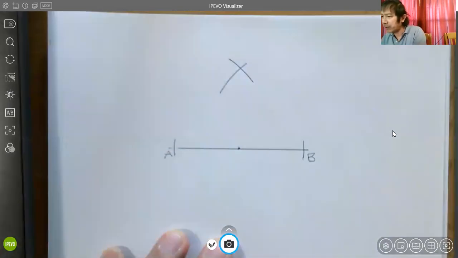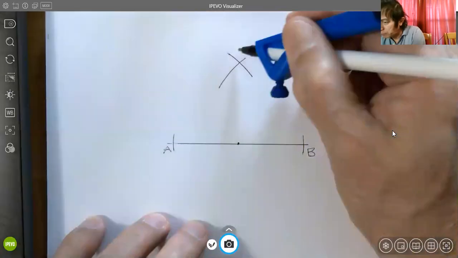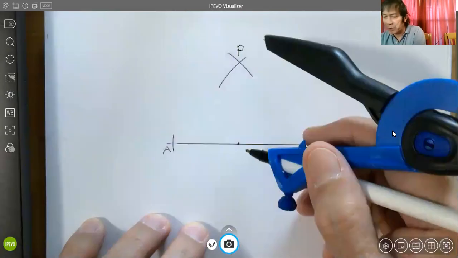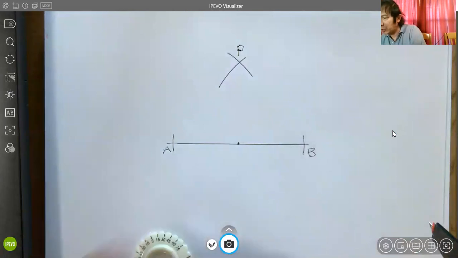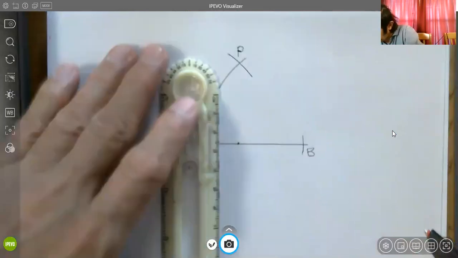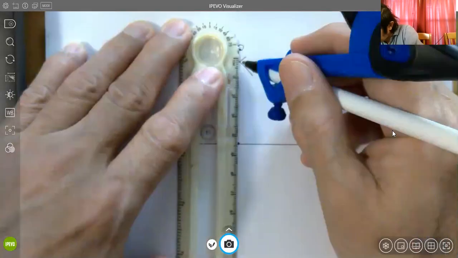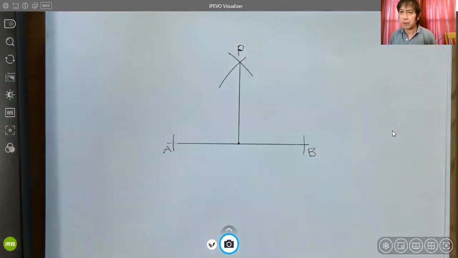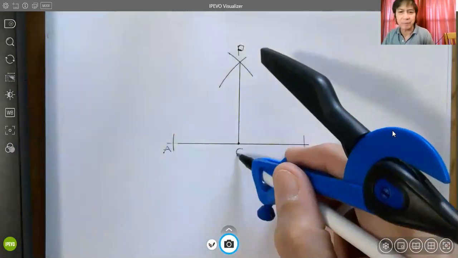You can call this intersection point, let's say, point P. Then connect the given point on the line and P, and you shall be able to draw the perpendicular line. And that's it. That should be a constructed line segment through our given point. Let's call this given point our point G.